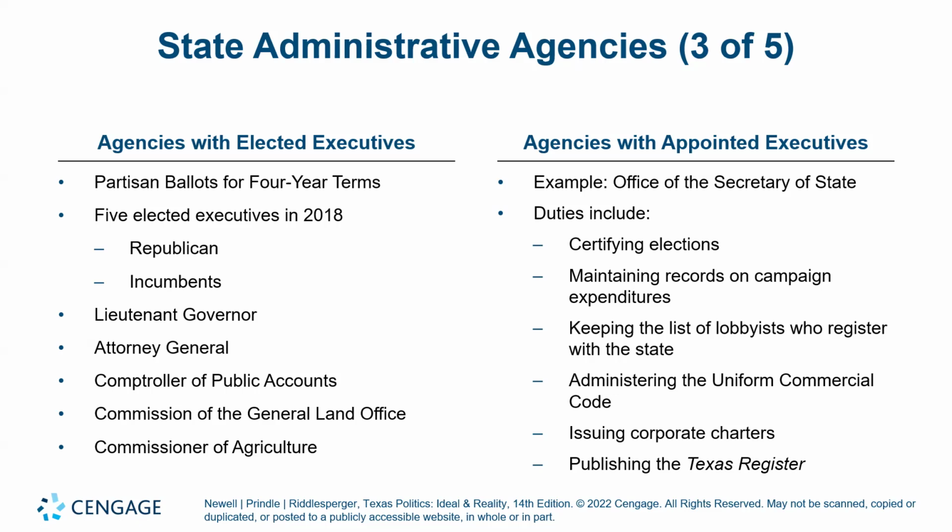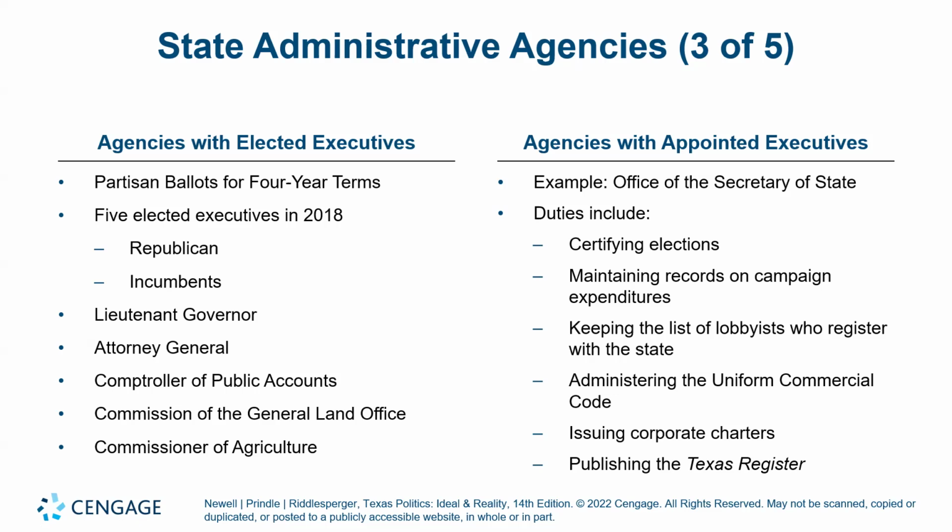Ken Paxton's been there for a while, and we will talk about his impeachment later on. And of course, we also have Glenn Hegar, Comptroller of Public Accounts, Sid Miller, the Commissioner of Agriculture, and George P. Bush, who is in your book, he's actually on the first page. He was the former Commissioner of the General Land Office, but he ran for Attorney General.